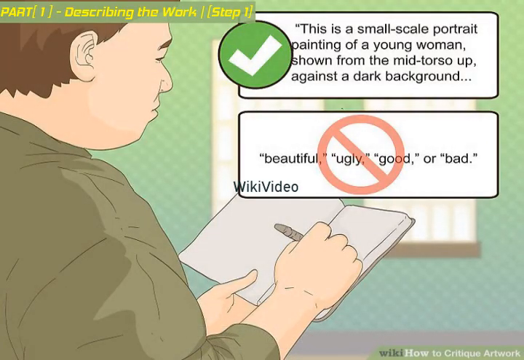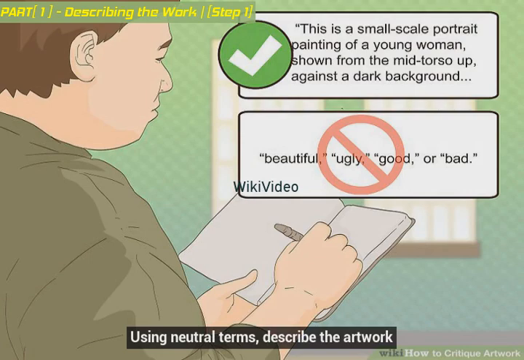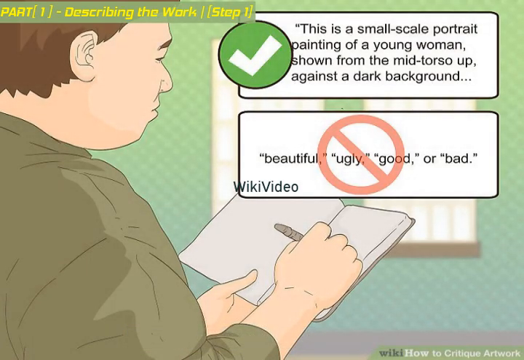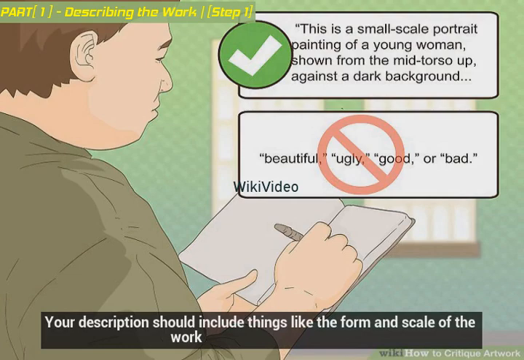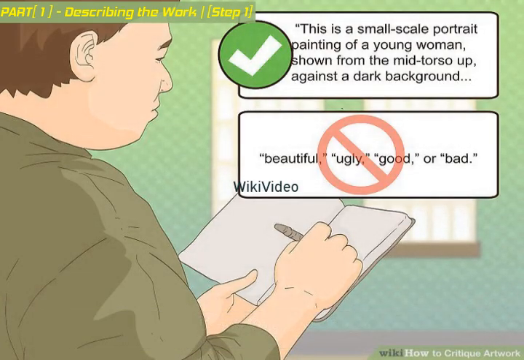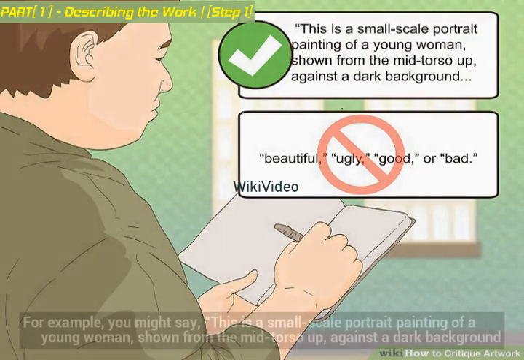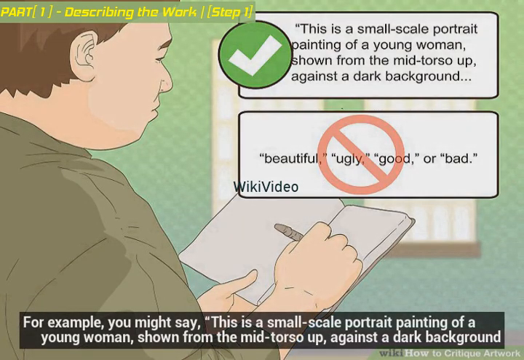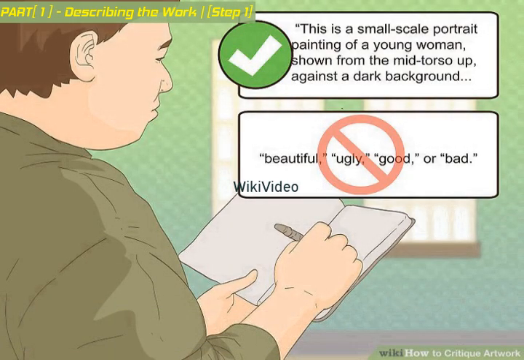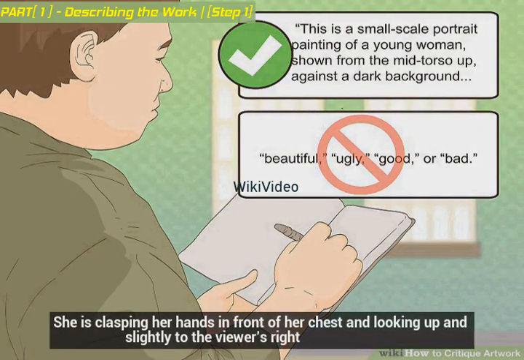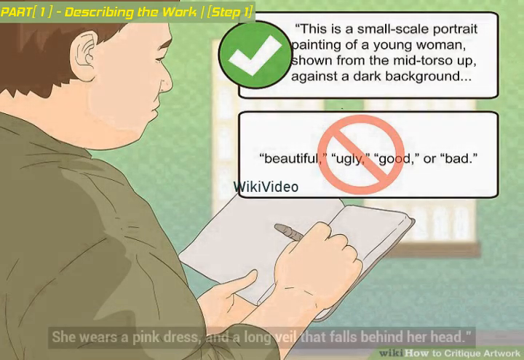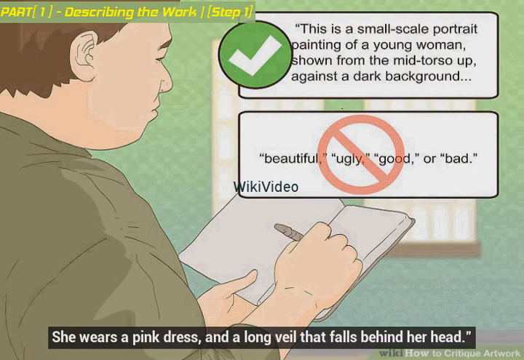Describe what you see. Using neutral terms, describe the artwork. Your description should include things like the form and scale of the work. If the art depicts figures or objects rather than abstract shapes, describe what is represented. For example, you might say, "This is a small-scale portrait painting of a young woman, shown from the mid-torso up, against a dark background. She is clasping her hands in front of her chest and looking up and slightly to the viewer's right. She wears a pink dress, and a long veil that falls behind her head."